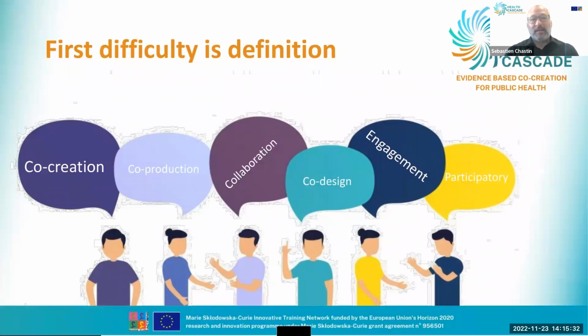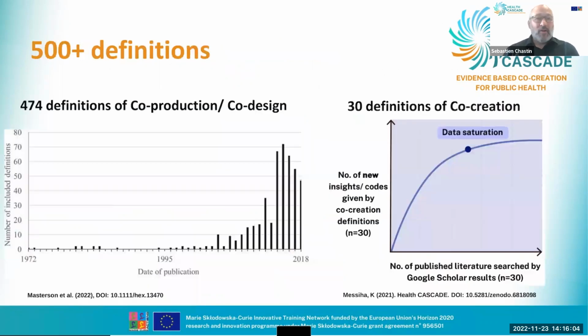So that's the first thing when we started our health cascade that we encountered issues with: co-creation is talked about often. It's also talked about in many different ways. It's also often entangled with other terms and terminology such as co-design, co-production, engagement, participation. And it's difficult to tell actually what it is, what it is not, and how to differentiate it from other forms of participatory methods. In fact, if you look at the scientific research around co-creation, we've noticed that there are more than 500 definitions that exist already.